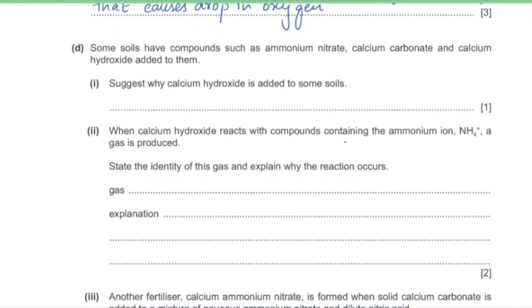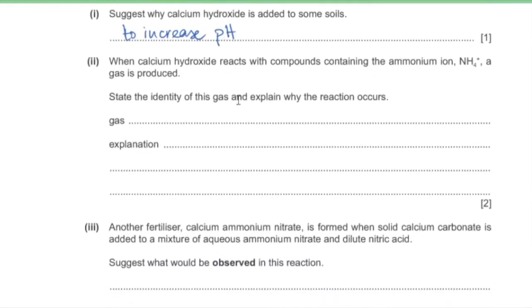Probably some soils have compounds such as ammonium nitrate, calcium carbonate, and calcium hydroxide added to them, so explain why calcium hydroxide is added to some soils. So calcium hydroxide can increase the pH of water in case water gets too acidic. Part 2, when calcium hydroxide reacts with compounds containing the ammonium ion, a gas is produced.